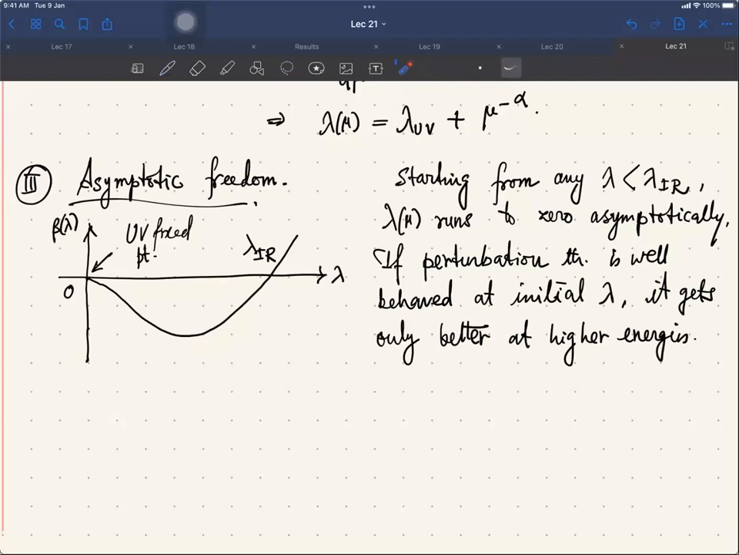On the other hand, if you focus at this point, then starting from any value lower than lambda IR, it will take you away from lambda IR. If you start with a lambda which is greater than lambda IR, then also it will take you away from lambda IR, because now mu is increasing this way. If you look at decreasing mu, then decreasing mu is happening this way. So this is an IR fixed point.